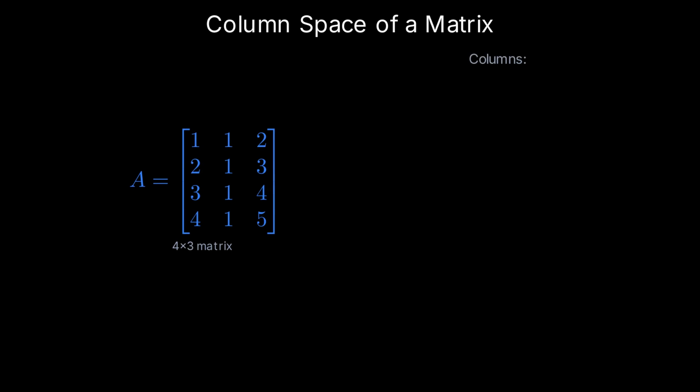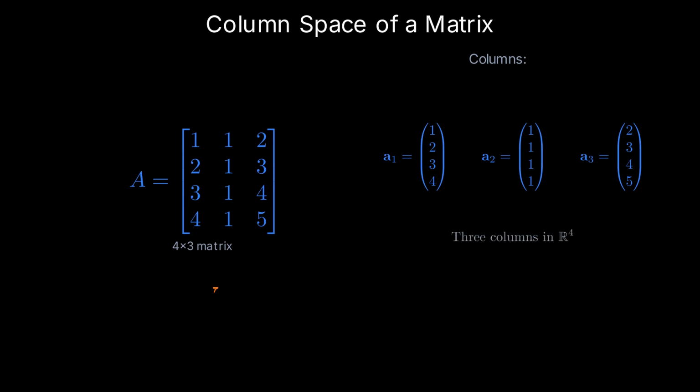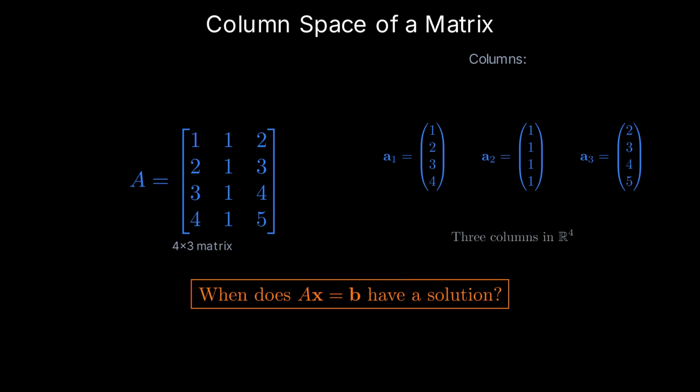Here's a 4x3 matrix A. Its columns are a1 = (1, 2, 3, 4), a2 = (1, 1, 1, 1), and a3 = (2, 3, 4, 5). That's 3 columns living in R4. Ax = b is solvable only when b is reachable from these columns. And if you look closely, one of these columns is a freeloader. Column 3 is just column 1 plus column 2.